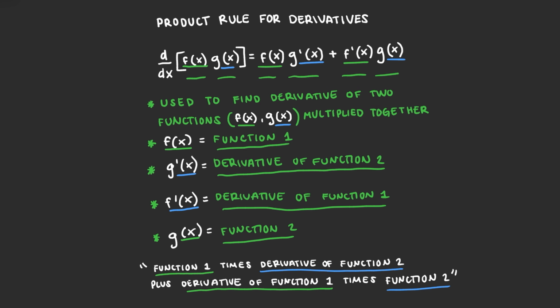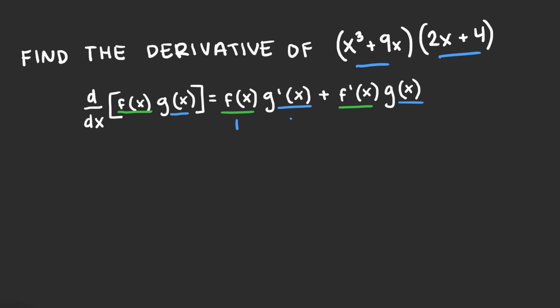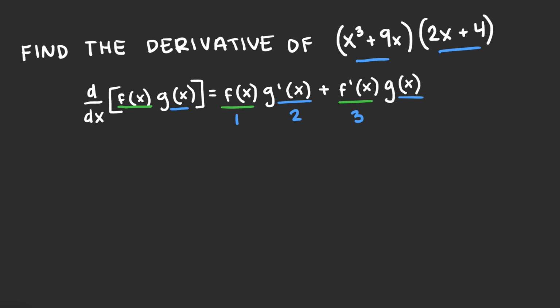So let's work through some examples to solidify this concept a bit more. For this first example, let's use the product rule to find the derivative of x cubed plus 9x times 2x plus 4. So we're going to divide this into 4 different parts. Well, we don't have to, but it just makes it easier. So we have part 1, which is just function 1, part 2, which is the derivative of function 2, part 3, which is the derivative of function 1, and part 4, which is just function 2.